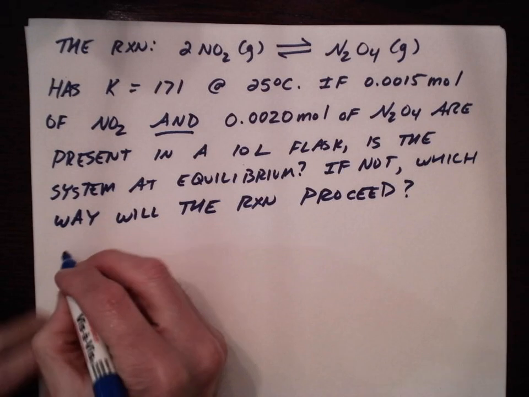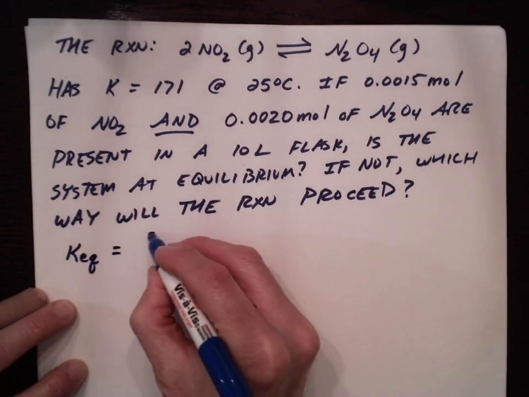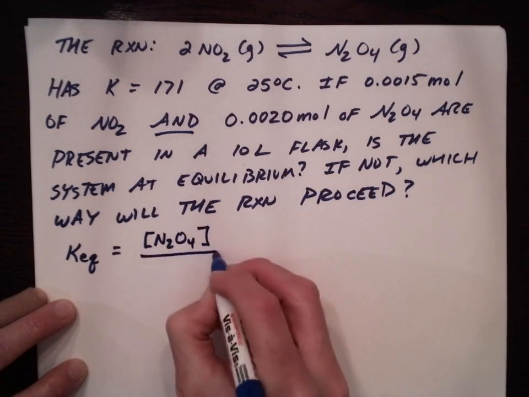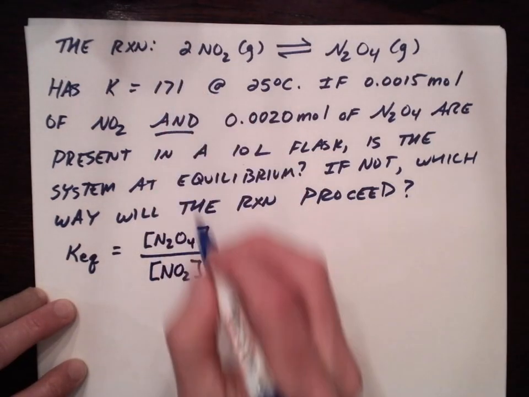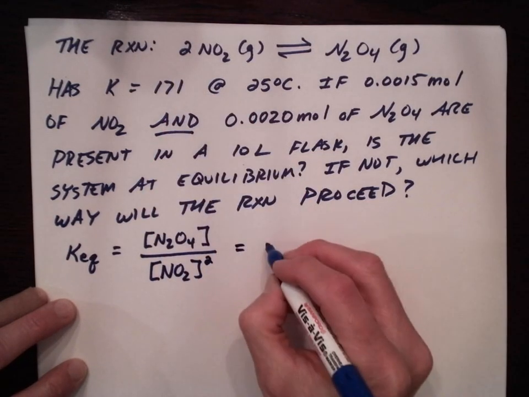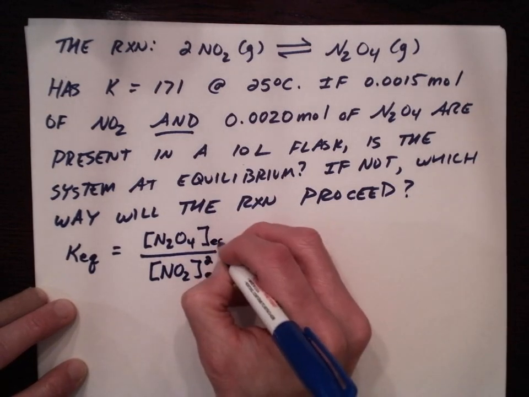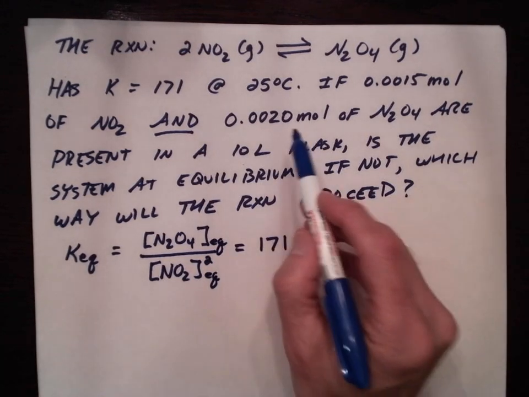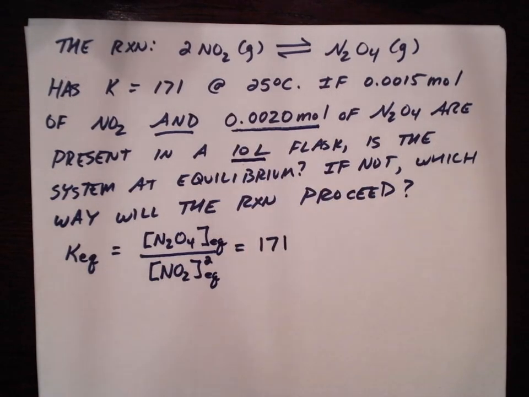So let's write the equilibrium constant expression for this. We know that the equilibrium constant expression for this should be the concentration of N2O4 divided by the concentration of NO2 squared. And that should be equal to 171 if we're at equilibrium. So I'm going to put the subscripts down here. If we're at equilibrium, this should be true. Well, what is the concentration? Remember, the concentration is going to be our moles per liter.